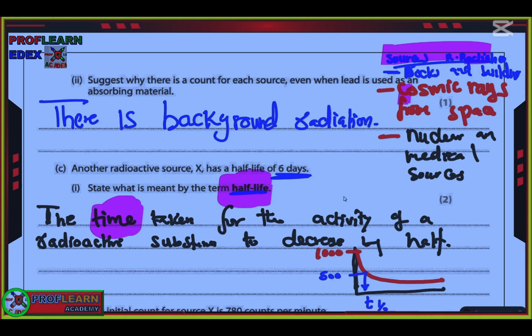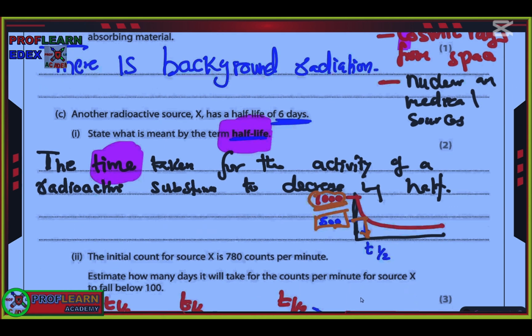You need to also remember that you can be given a question from a graph and you are supposed to determine half-life. So if this is 1,000, you need to divide it by 2, you get what? 500. Then you check out the 500, you read the point, a straight line to check where it meets the graph, and you read the value down here, and that is going to be your half-life.